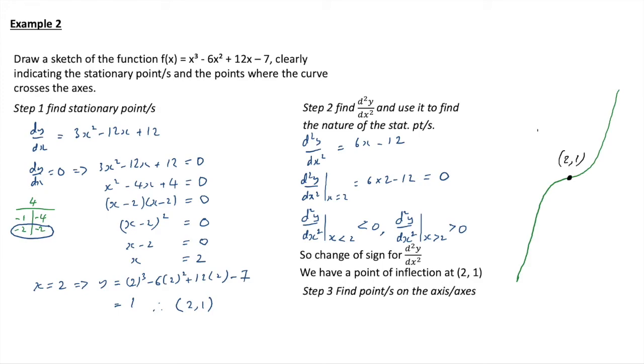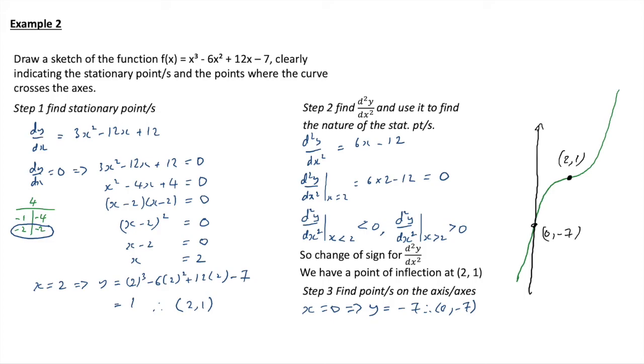Step 3, find the points on the axis or axes for this curve. So first of all, we can put x equals 0 into the function, and that gives us y is minus 7, so that means the curve goes through 0, minus 7, and we can show that by showing the point and drawing in the y-axis.